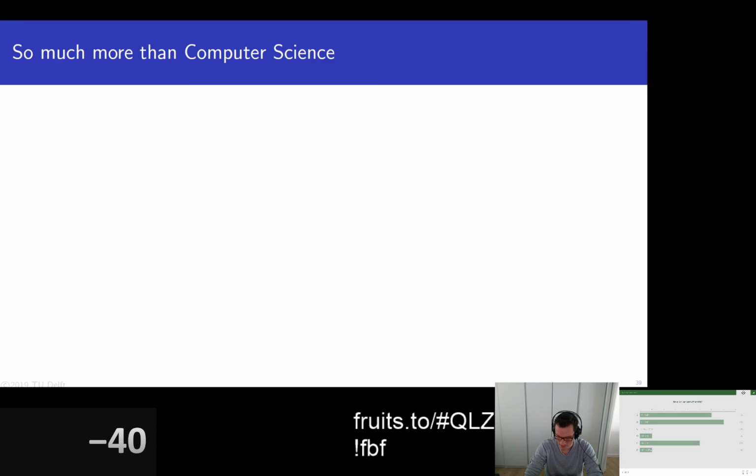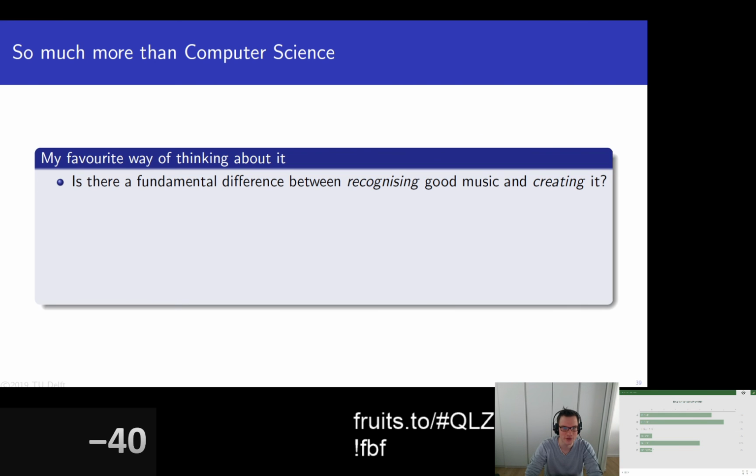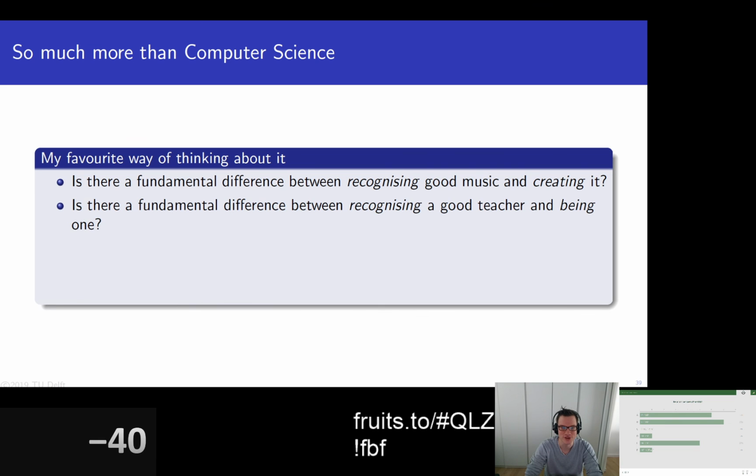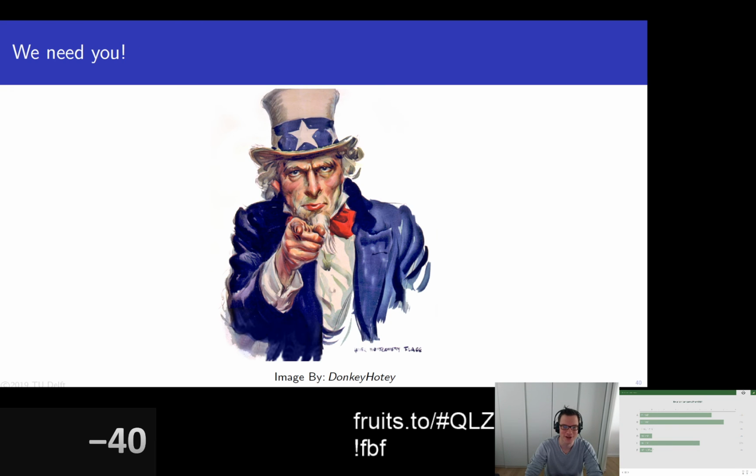But even without all of these courses, these are problems worth thinking about because they deal with so much more than just computer science and mathematics. As I mentioned in today's intermezzo, the difference between recognizing good music and creating it, the difference between recognizing a good teacher and being one. P versus NP is so much more than just a very, very nice computer science problem. And I believe we need you as mathematicians to help us solve this problem. We've been trying and we failed. Perhaps you can help us.